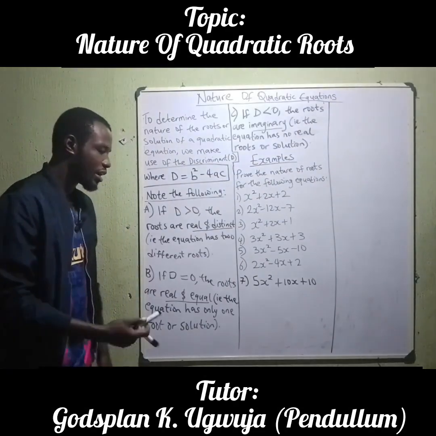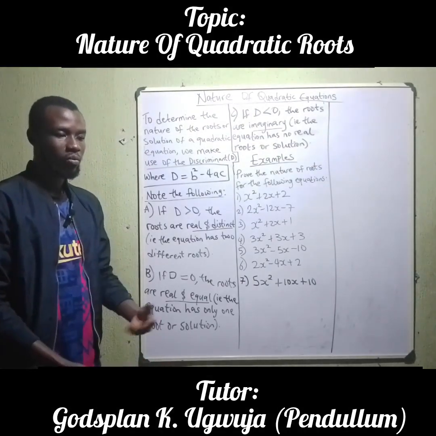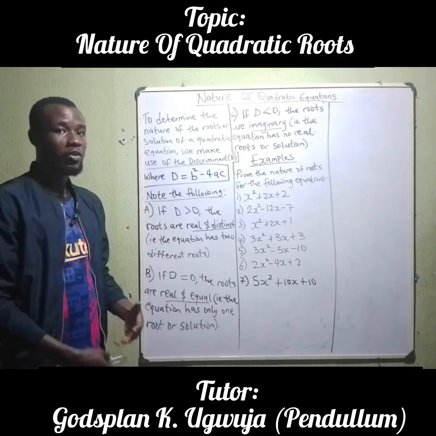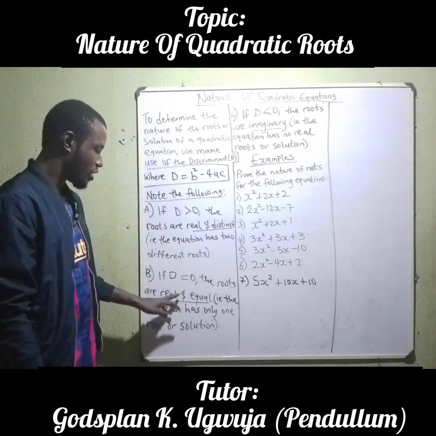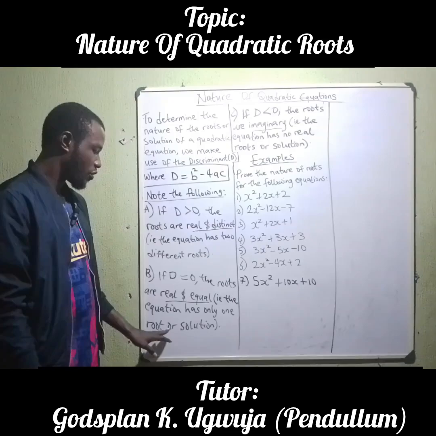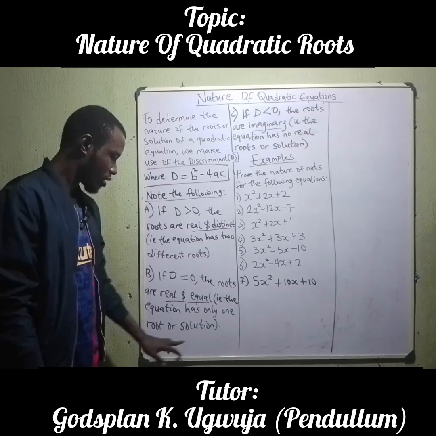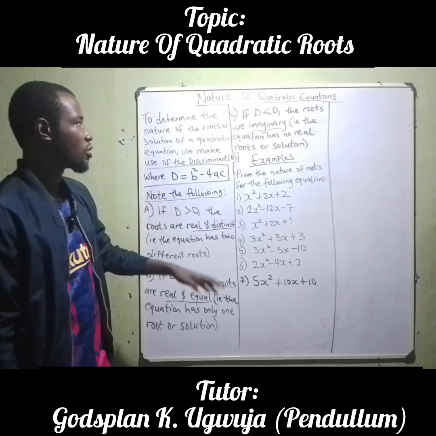So you're going to get maybe x is equal to 2 or x is equal to 2. x is equal to minus 3 over 4 or x is equal to minus 3 over 4. You're going to get two answers that are the same. That's real and equal or repeated. You can also say it has only one solution. We'll take examples so that you see all this.